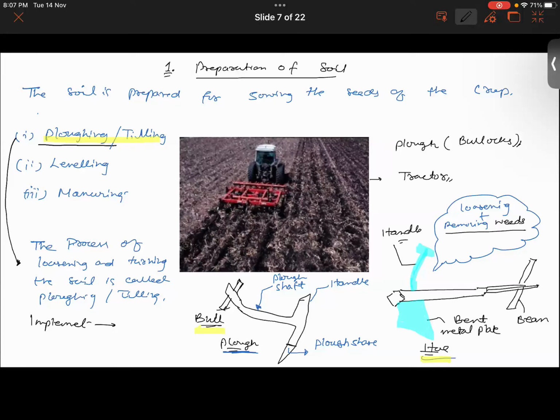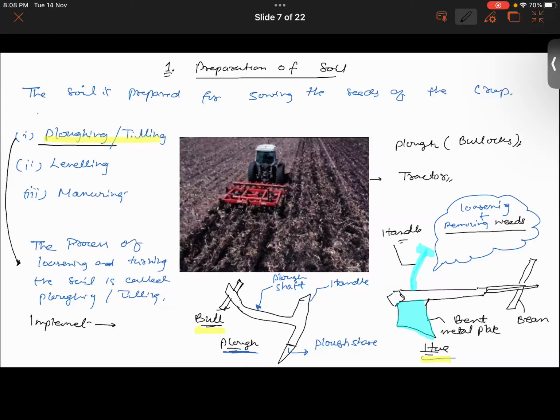Now, the common thing about both of them is that they can both be used for loosening of the soil. One extra feature for which the hoe is used is the removal of weeds as well. And both of them are pulled by animals, usually a pair of bullocks. Or we can say that the hoe is basically a kind of modified plough. Yes, sir, it's a modified plough. So we can understand it in this manner as well.